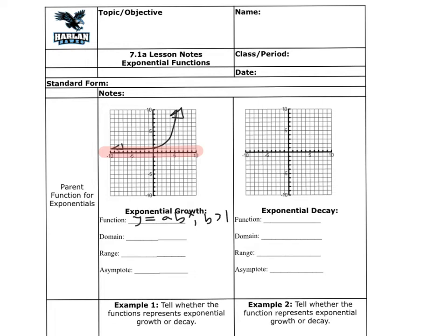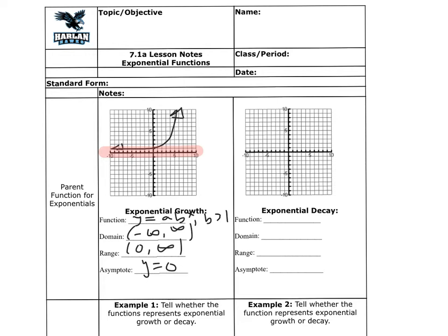right? Now, the domain is really simple. It goes from negative infinity to positive infinity, right? And then we also can say that the range, okay, goes from 0 to positive infinity. Now you'll notice I did not say it includes 0, right? Because an asymptote, you can't include it. Now the asymptote is y equals 0, right?